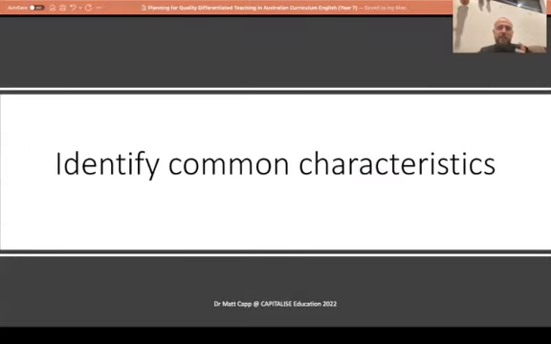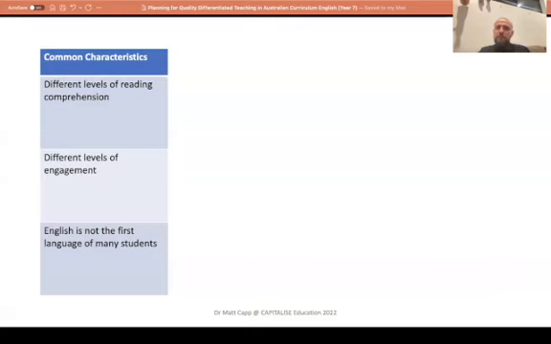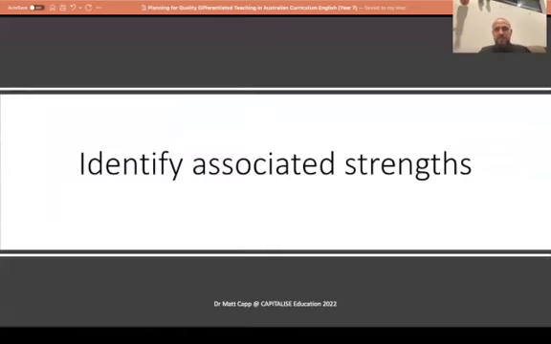So I always find that thinking about 3 common characteristics is a good way to start. If I think about my class, I've got kids with different levels of reading comprehension. I've got kids with different levels of engagement, and I've got a large number of students who don't have English as a first language. So they're the common characteristics. Once we've thought about those common characteristics, we then need to start to think about strengths.